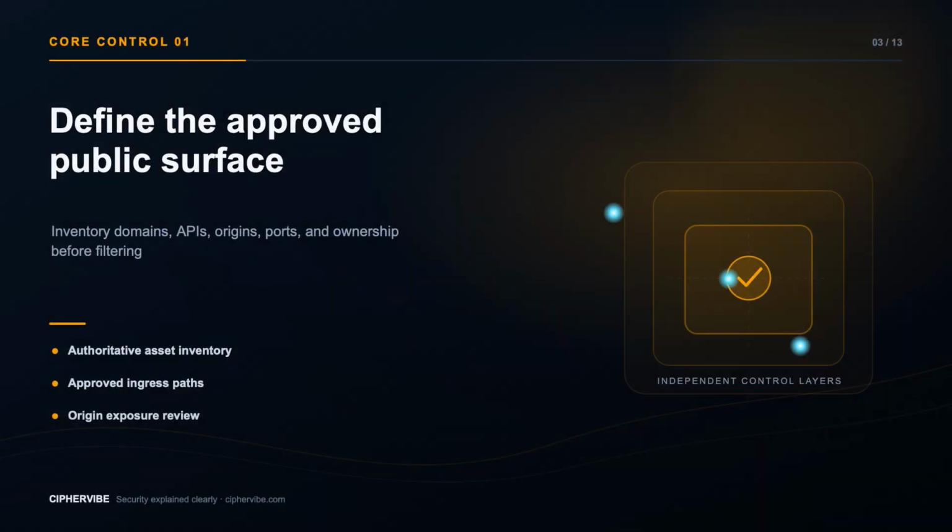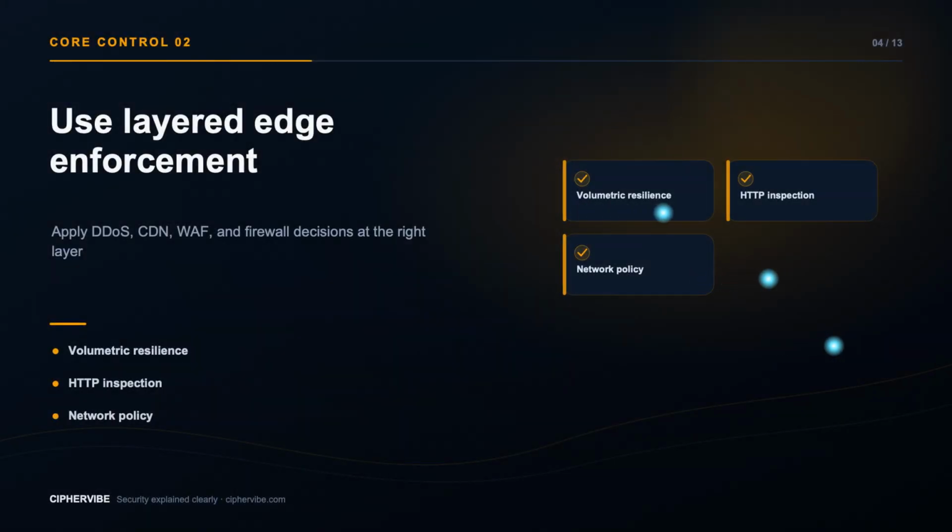The first building block is define the approved public surface. Begin with an inventory of public names, addresses, APIs, load balancers, CDN distributions, and origin services. Define which applications may be public and ensure origins accept traffic only through the intended edge path rather than directly from the internet.